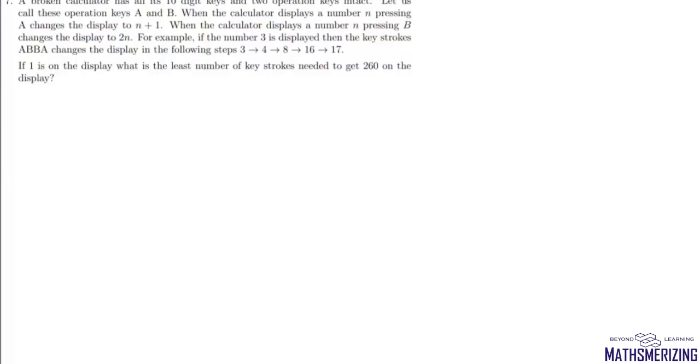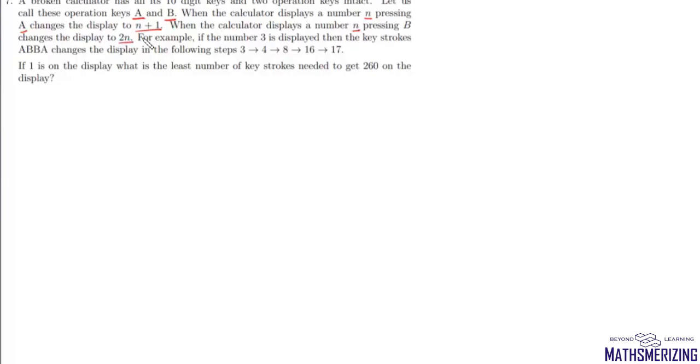Now question number 7, it is sort of a puzzle. It says a broken calculator has all 10-digit keys and 2 operation keys intact. Let us call these operation keys A and B. When the calculator displays a number n, pressing A changes it to n plus 1, and when the calculator displays a number n, pressing B changes the display to 2n.